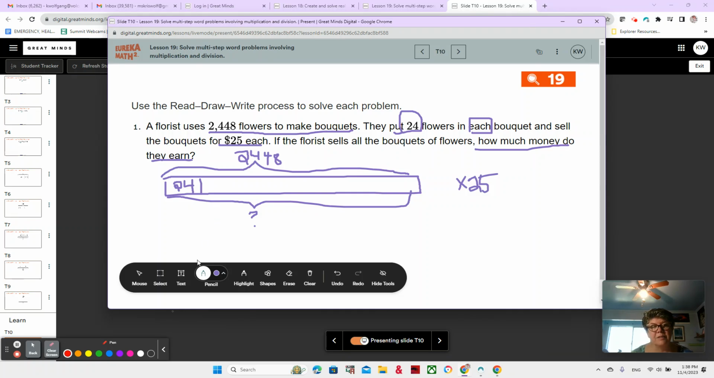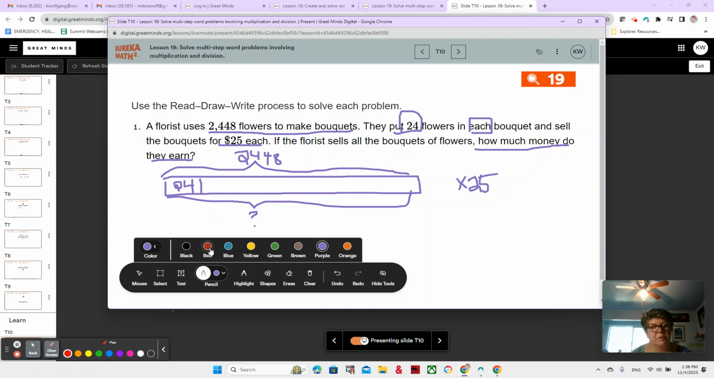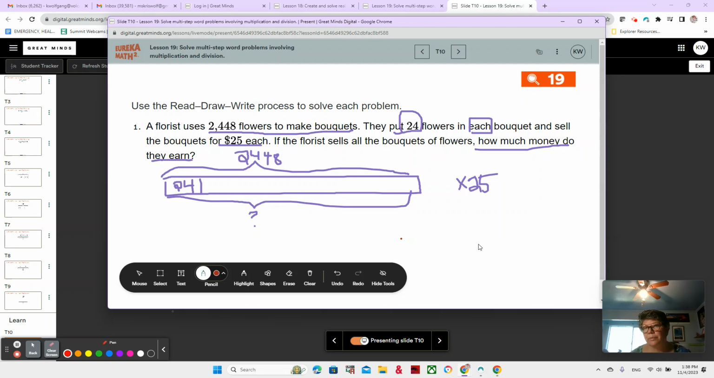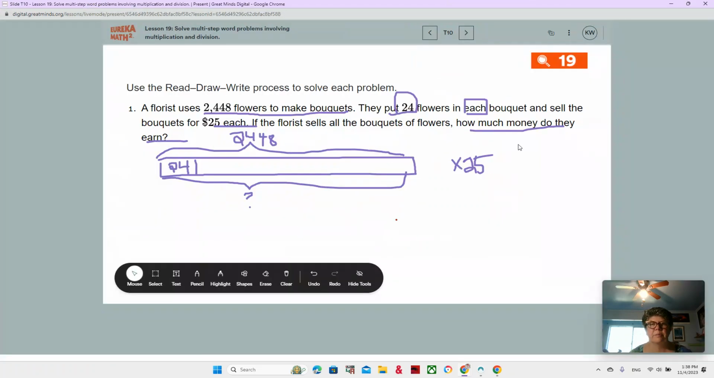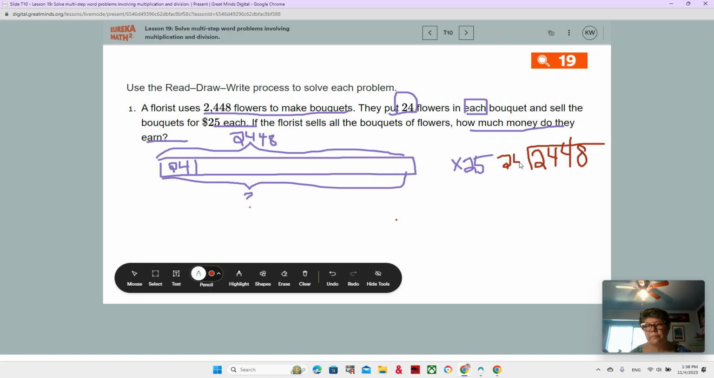All right. And so this looks like a division problem to me. Does it look like a division problem to you? Yeah? Let's see if we can make this a little bit bigger so we have more space to do some division. Yeah, I think that'll work. And 2,000, I can't write over there. 2,448 flowers, right? And I'm putting them in groups of 24.